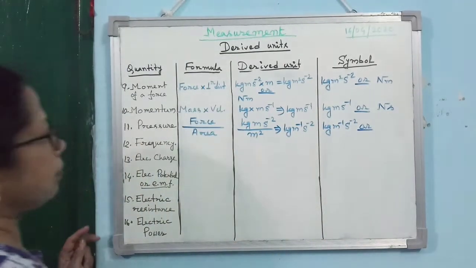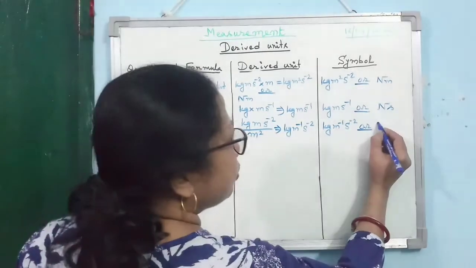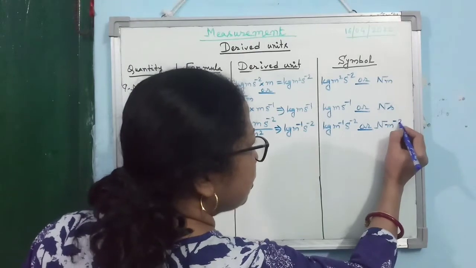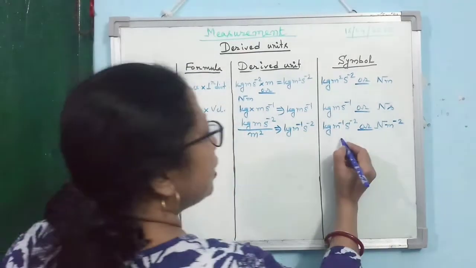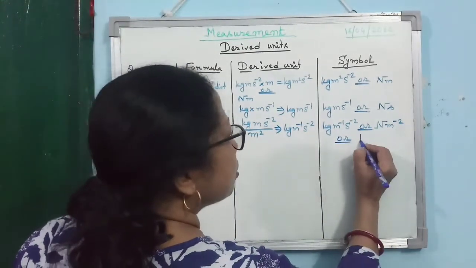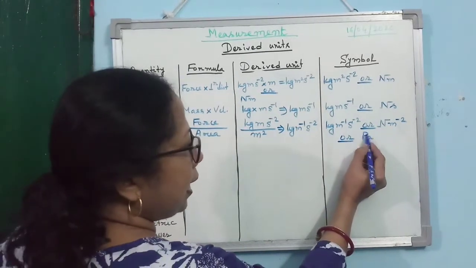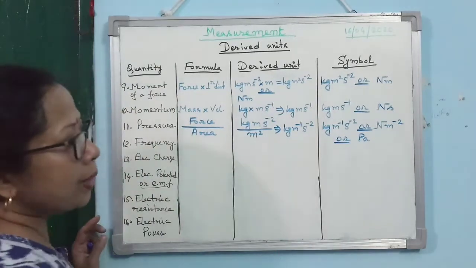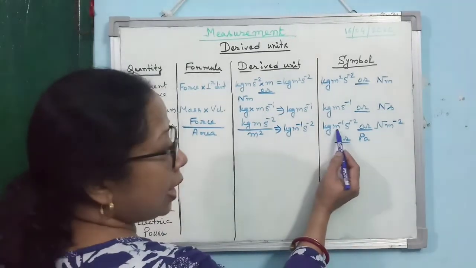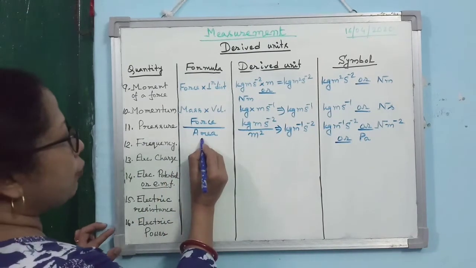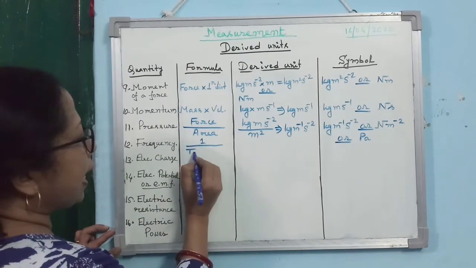Now another one, force again you can use Newton and area is meter square, so you can write it as Newton per meter square. Now Newton per meter square, it is also known as Pascal. Alright, so you can use the short form Pa. This is actually the SI unit, and this one is the SI base unit of pressure. Then frequency is defined as 1 upon time period.